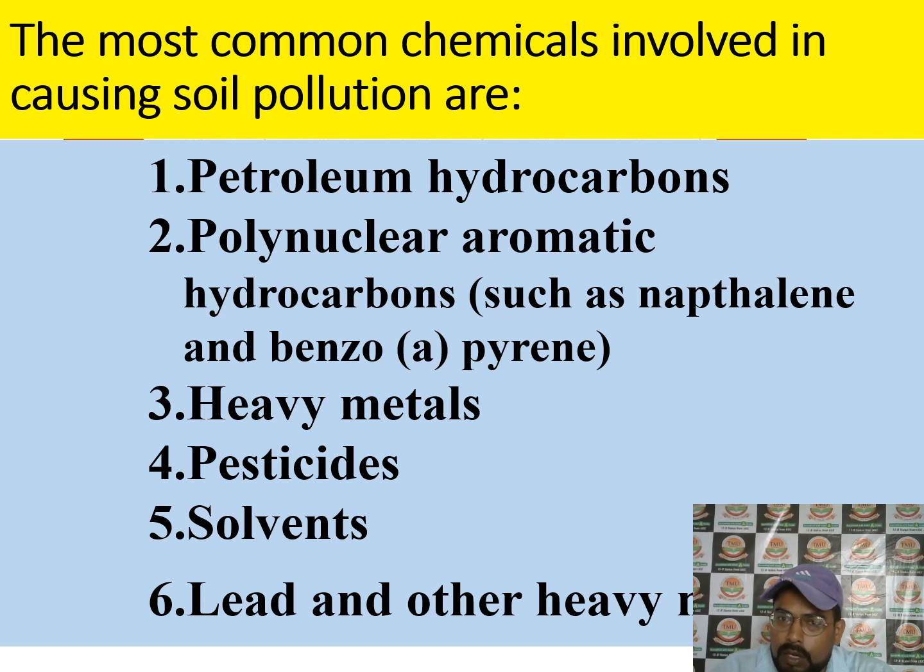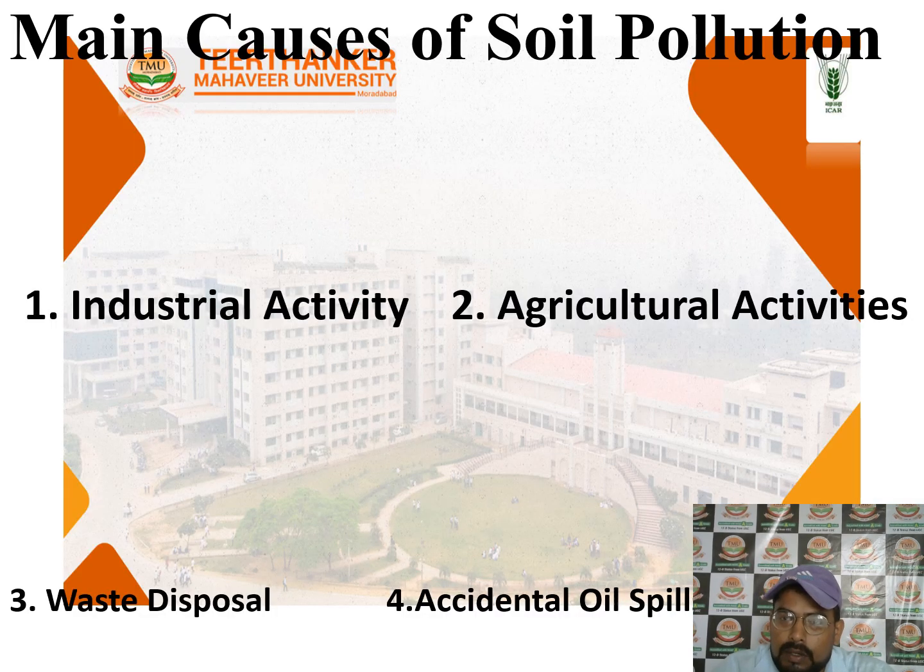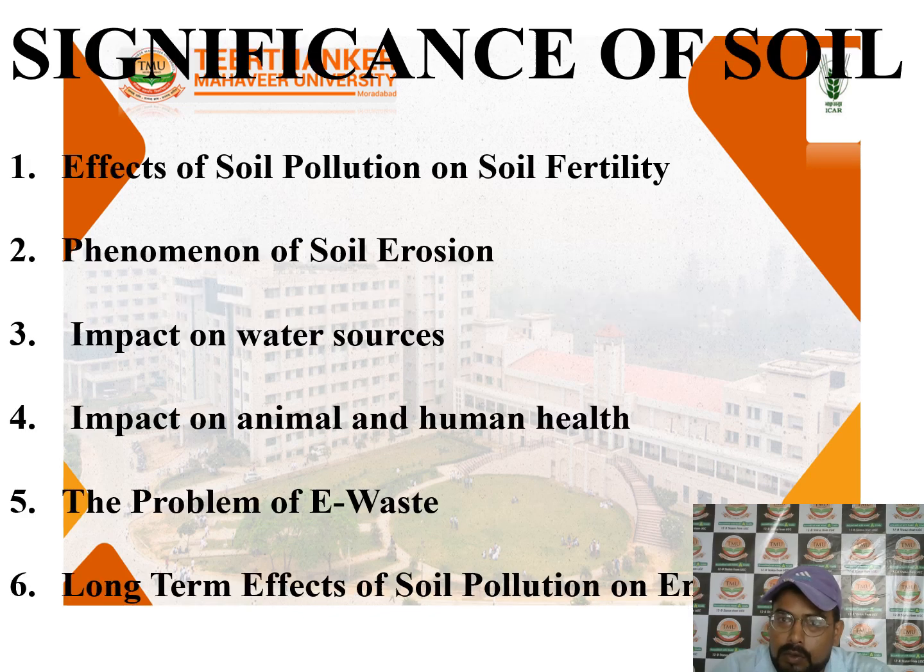The most common chemicals causing soil pollution are petroleum, hydrocarbons, polynuclear hydrocarbons such as naphthalene, benzene and pyrenes, heavy metals, pesticides, solvents, and lead and other heavy metals. The main causes of soil pollution are industrial activities and agricultural activities like fertilizer production and application, industrial waste disposal, and accidental oil spills.